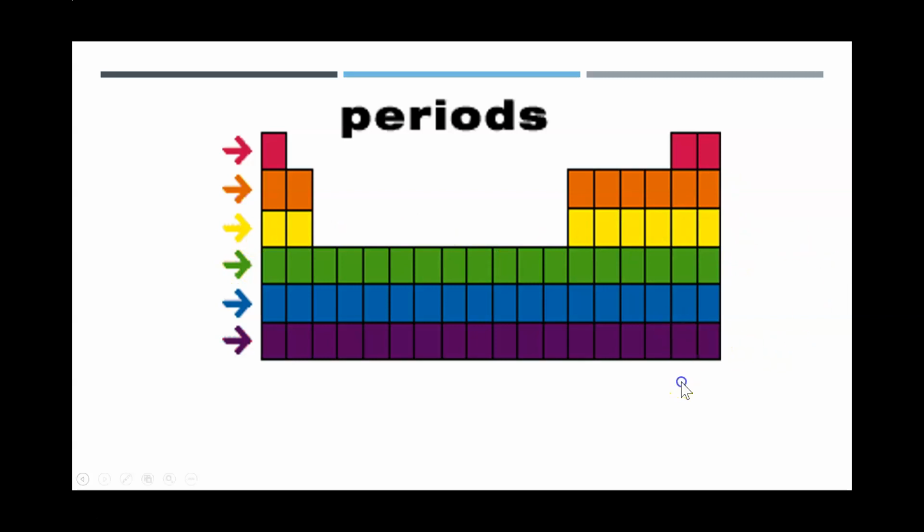Now the number of periods also tells you how many electron shells there are. So anything in period 1 will have 1 electron shell. Anything in period 2 will have 2 electron shells. Period 3 will have 3 shells, and so on.